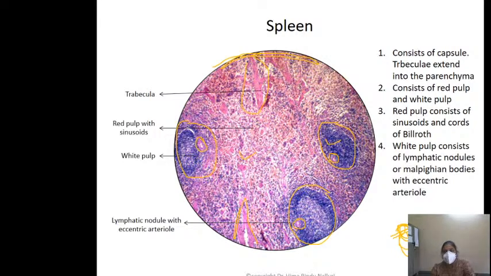So the spleen structure consists of the capsule and the connective tissue extending into the parenchyma, which we call the trabeculae, and it consists of red pulp and white pulp. Red pulp consists of the sinusoids and cords of Billroth. Cords of Billroth are nothing but the aggregation of lymphocytes as cords along the sinusoids. And white pulp consists of lymphoid follicles or Malpighian bodies with an eccentric arteriole. The eccentric arteriole is the characteristic feature for the identification of the spleen slide. Clear? Now we will see the last slide of this category, the lymphoid tissue.